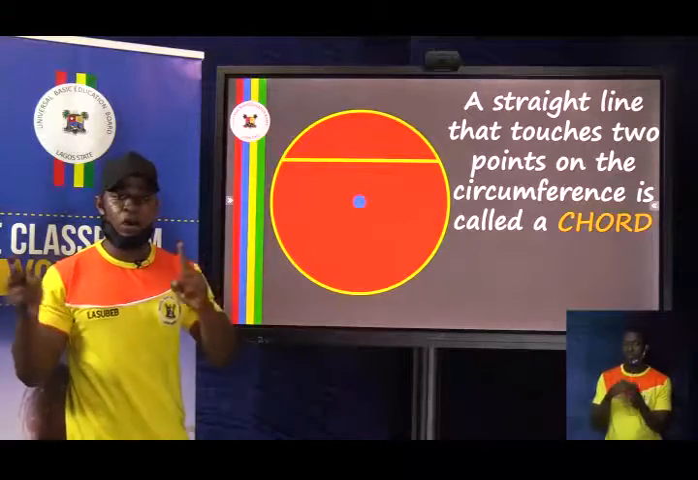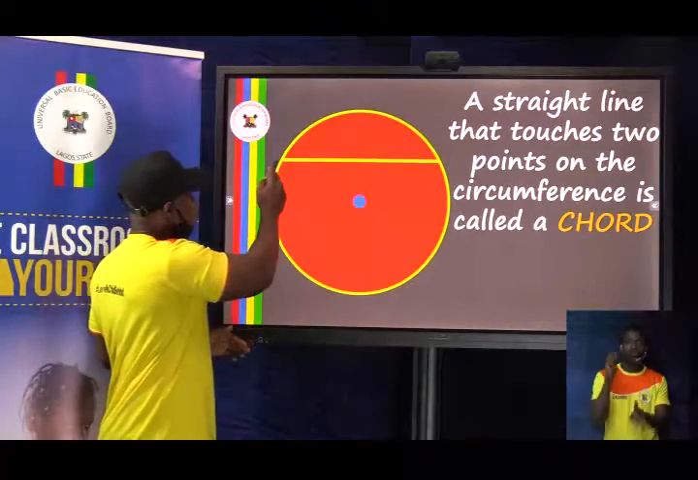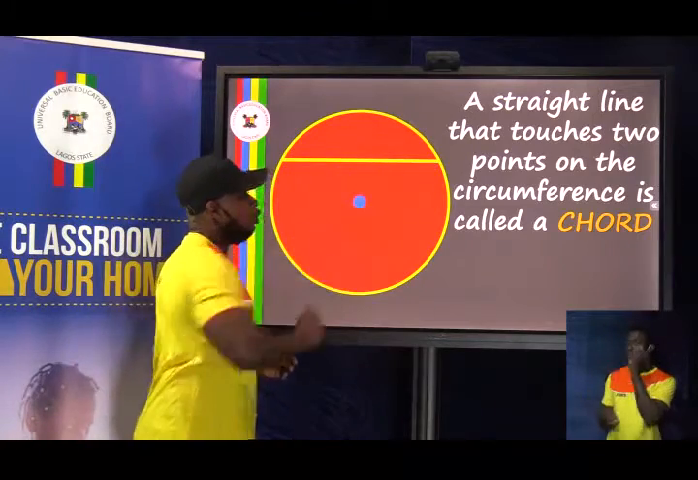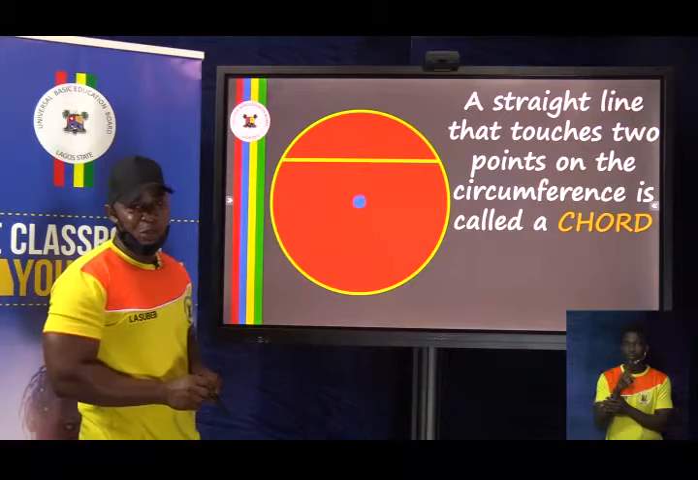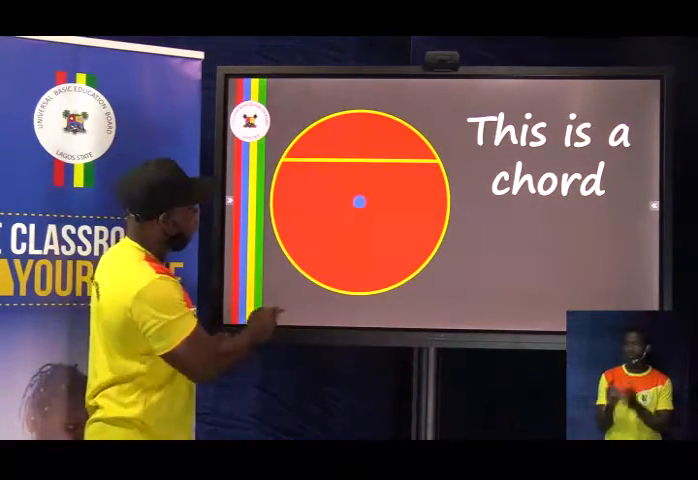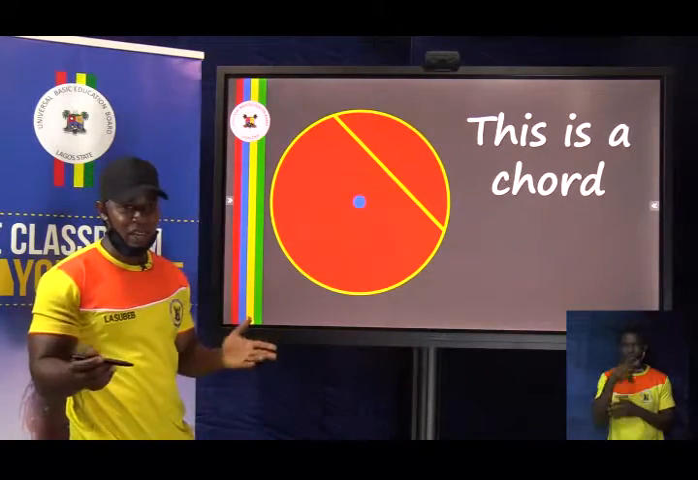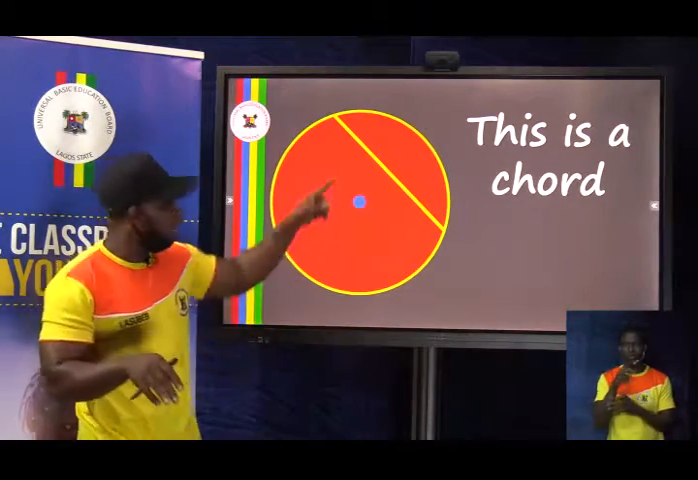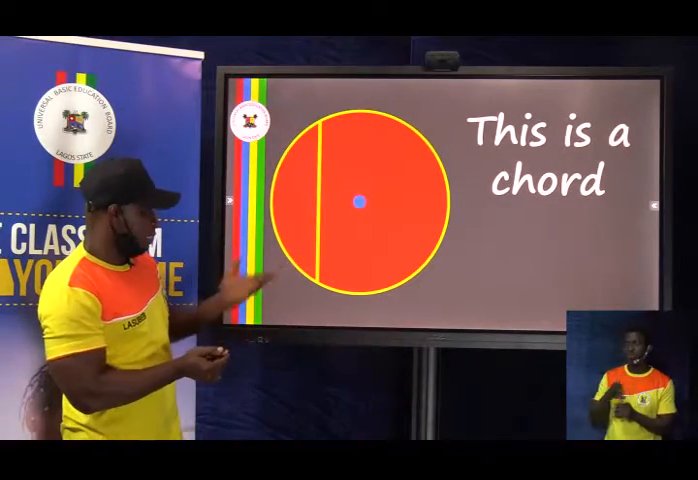It must touch the circumference at how many points? 2 points. This is the first point and this is the second point. So this is a chord, my friend. That line is what we call a chord. Let's see. This is a chord. This is also a chord. So it doesn't have to be a horizontal line or vertical line. It must just be a straight line and it must touch at 2 points. This is a chord. This is a chord.